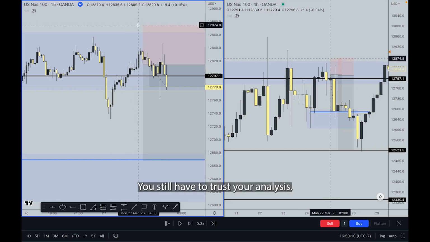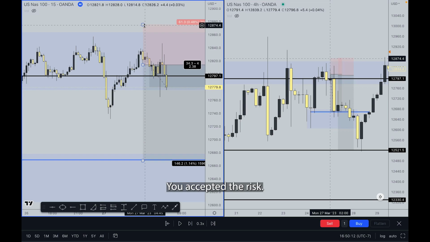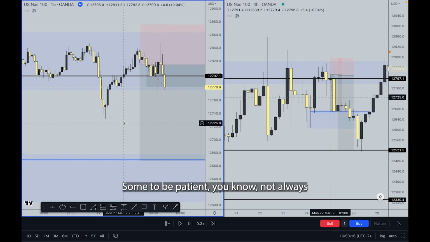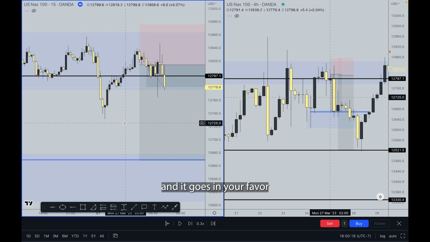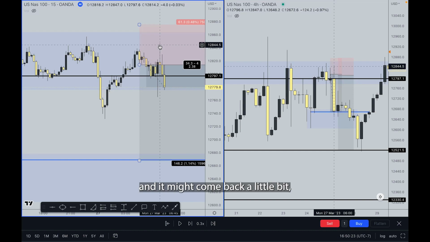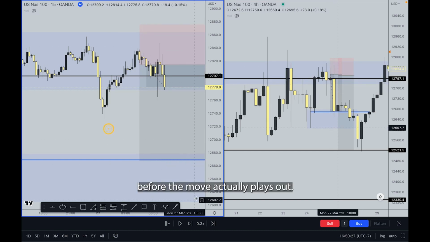You still have to trust your analysis. You accepted the risk. It's a high probability trade setup. You just have to be patient. Not always are you going to just snipe it and it goes in your favor instantly. Sometimes you got to be patient and it might come back a little bit. It might go in your favor a little bit before the move actually plays out.